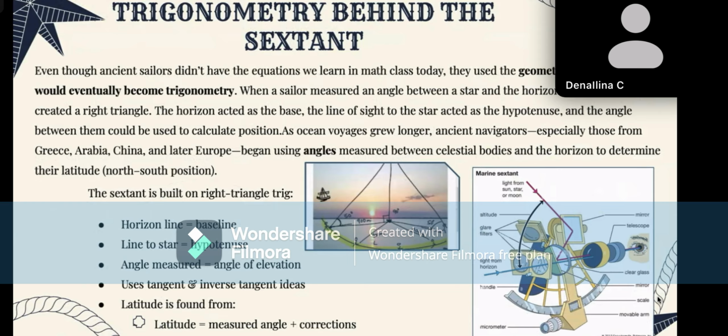Hello, my name is Dena Iliana, and I'll be talking about how trigonometry is behind the sextant. The principle behind the sextant comes directly from right triangle trigonometry. When a sailor measures the angle between a star and the horizon, they are creating a right triangle, the horizon being the base, and the angle at the sailor's eye is the angle of elevation. The relationships between the sides and angles, which we call sine, cosine, tangent, and their inverses, are the same relationships sailors used. As navigation improved, more mathematical corrections were added, but the basic idea stayed the same. This showed how trigonometry became a powerful tool for real-world problem solving.